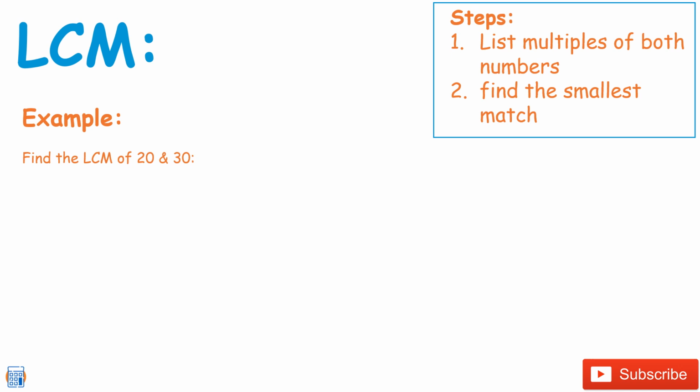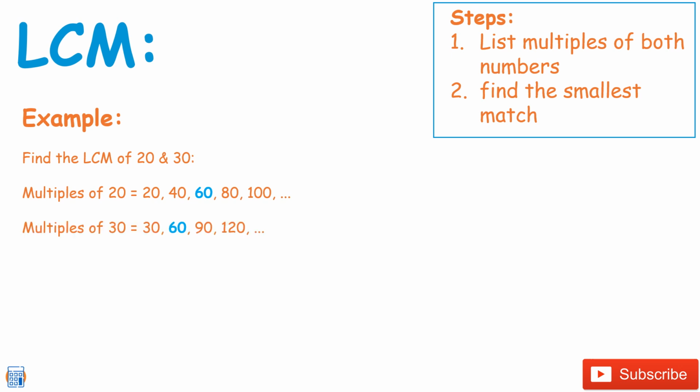We're going to be trying to find the least common multiple of 20 and 30. So, as the steps say, list multiples of both numbers. All of the multiples of 20 are 20, 40, 60, 80, 100, and so on. I like to start with about 5, but you might find that you need to keep going even further. If we now do 30, it's 30, 60, 90, 120. Now, as you can see, the 60 is highlighted in blue because that is the lowest common multiple of 20 and 30. So the lowest common multiple is 60.